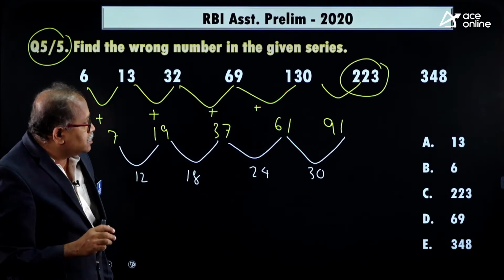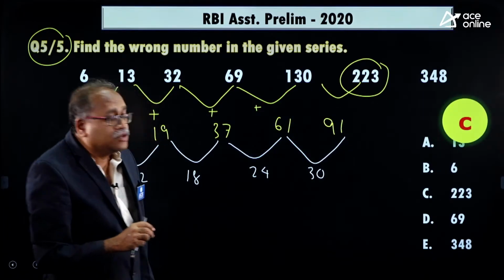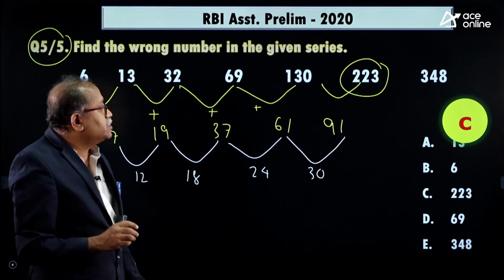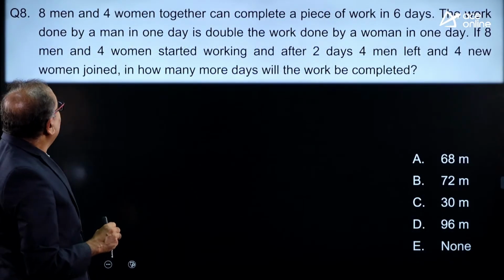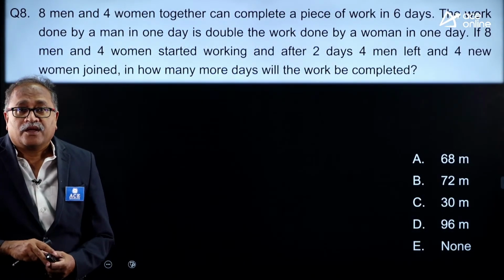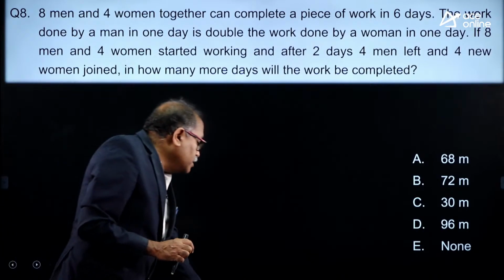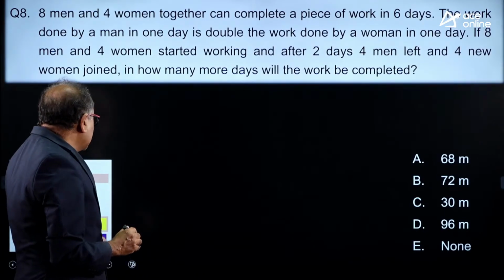Okay, let's say that option choice C, 223. The next question on your board is about time and work. One question is there on time and work before I move on to the boards and stream.